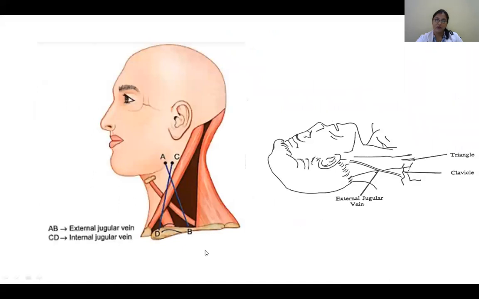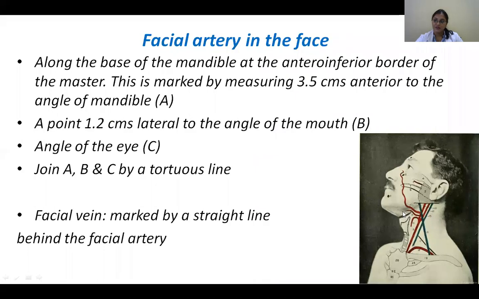Now we come to the facial artery. This is important. This is the body of the mandible, the angle of the mandible here, and this is the inner angle of the eye. Along the base of the mandible, at the anteroinferior angle of the masseter, you've got the masseter, so just at that angle is one point that you'll mark. Then lateral to the angle of the mouth, about half an inch around, you'll mark here. Then the angle of the eye.